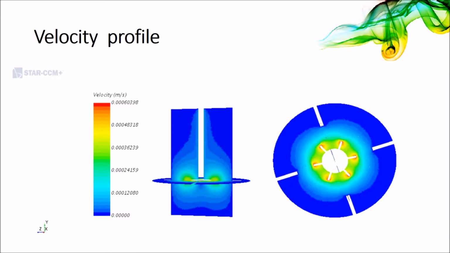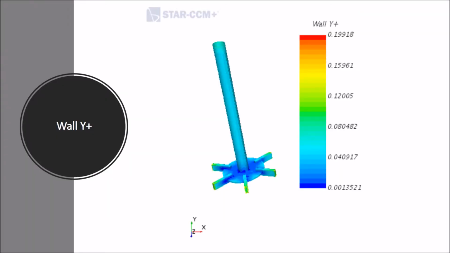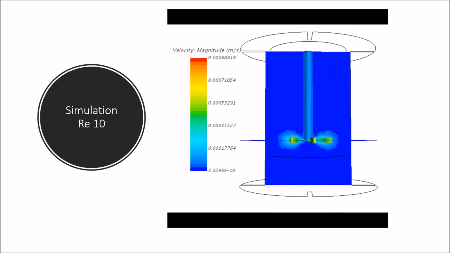Here you can see more clearly the agitation in the radial form and the distribution of the speed. The non-dimensional wall distance, y plus, for a wall-bounded flow depends on the friction velocity and the kinematic viscosity. So in the laminar flow, this has to be very small, as shown in the figure. This is the simulation for a Reynolds of 10.